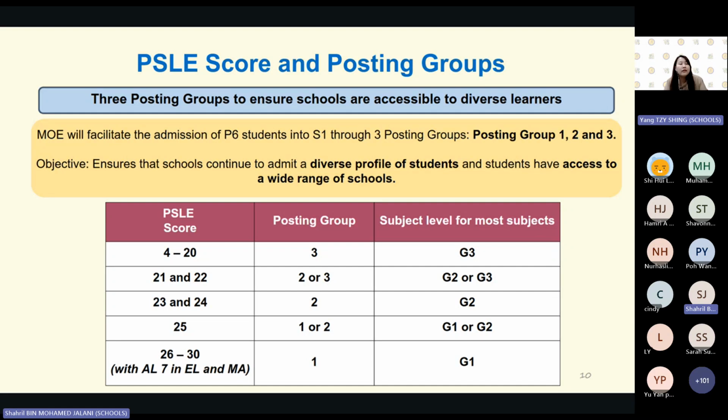Now, do note that if the PSLE score falls in the range of 26 to 30, the score for English and Math must be AL7 or AL8 for Foundation English and Foundation Math in order to be offered a posting group 1 in secondary school.